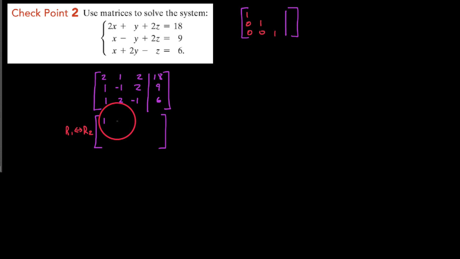And I'm going to say that row 1 now is 1, -1, 2, and 9. That's got to be my new row 1. And row 2 is now what row 1 was, which was 2, 1, 2, and 18. And row 3, which we didn't affect, would be the same as what we started with.